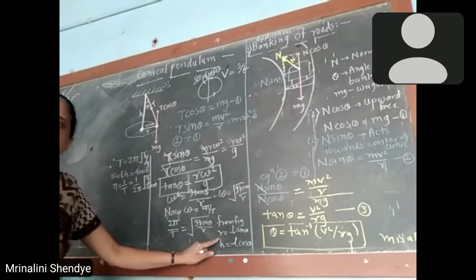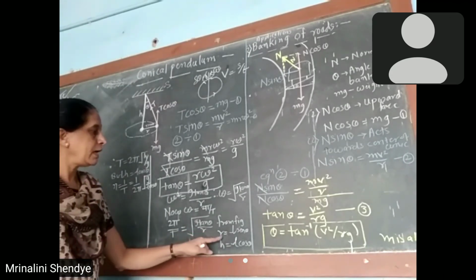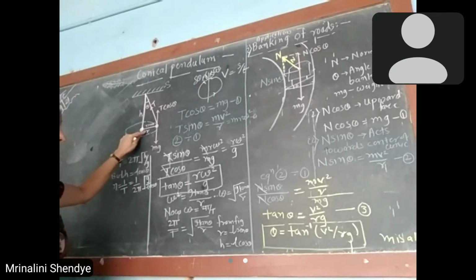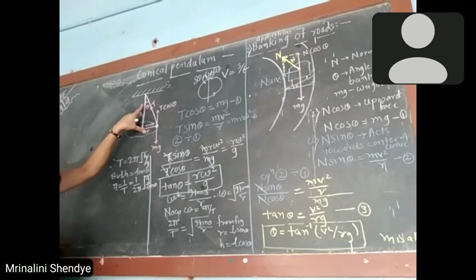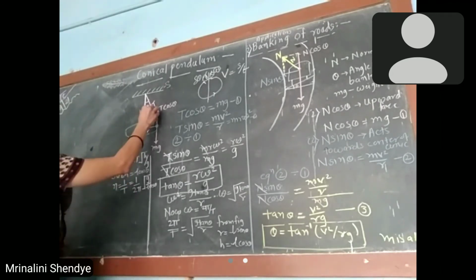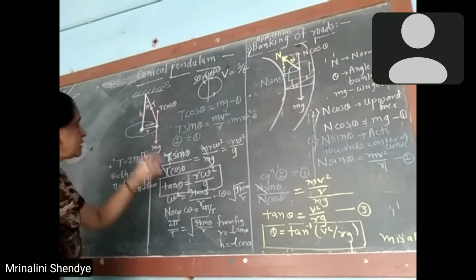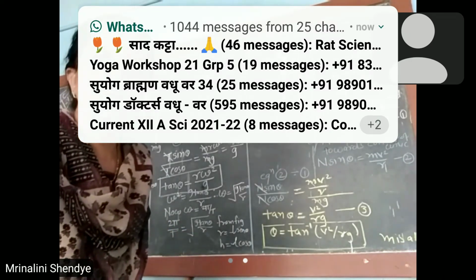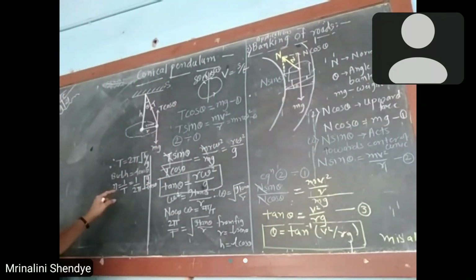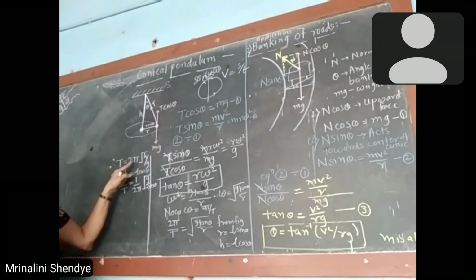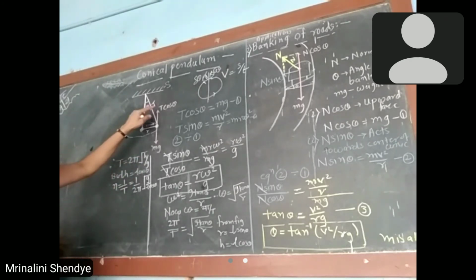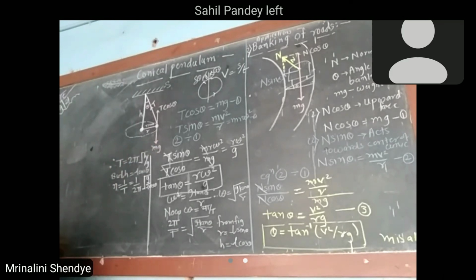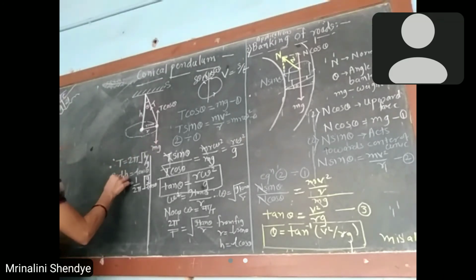Now, from the figure, we can write R is equal to L sin theta, where L is the length of the string, and H, the height, can be written as L cos theta. If we substitute the values, then T is equal to 2 pi under root of H upon G, where H is the height and G is the acceleration due to gravity. But we know that height H is equal to L cos theta.